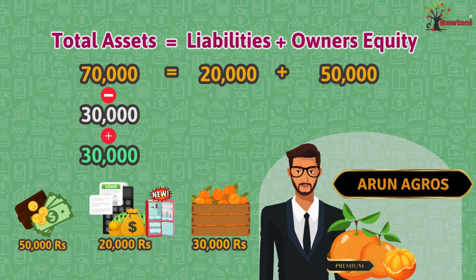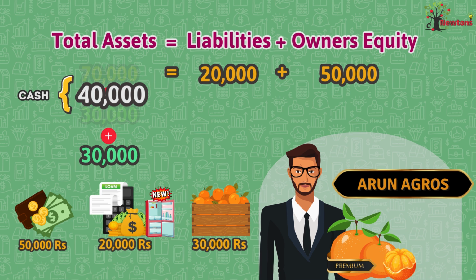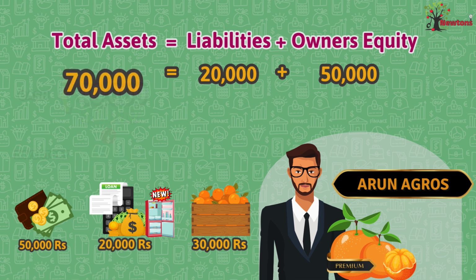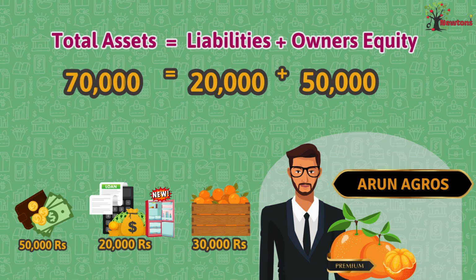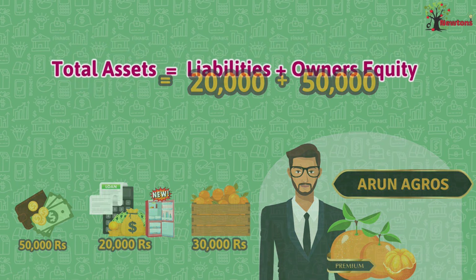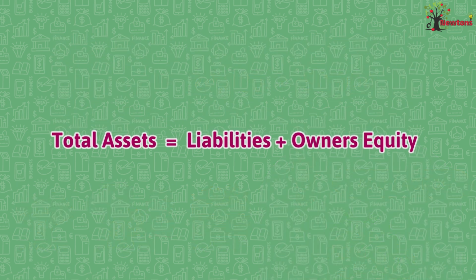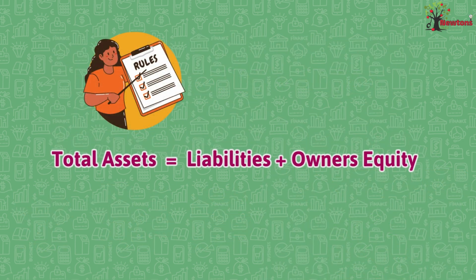So total assets would be cash component, initial 70,000 minus 30,000 rupees, which is 40,000. And now since he got additional inventory, which is worth 30,000 rupees, total assets are 40,000 plus 30,000, 70,000 rupees. Liabilities would remain the same, 20,000, and owner's equity would remain the same at 50,000. And guess what? The equation is still balanced. This is the accounting equation in action. A golden rule that keeps all your transactions organized and balanced.